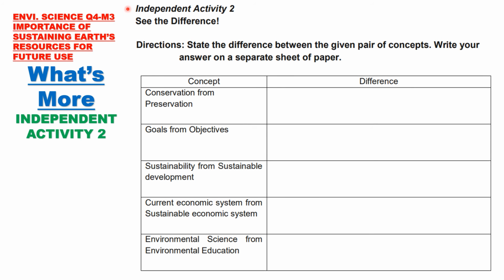Independent Activity 2, see the difference. State the difference between the given pair of concepts. 1. Conservation from preservation. 2. Goals from objectives. 3. Sustainability from sustainable development. 4. Current economic system from sustainable economic system. And 5. Environmental science from environmental education.